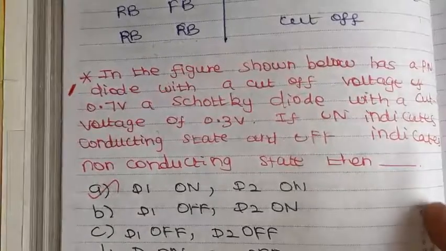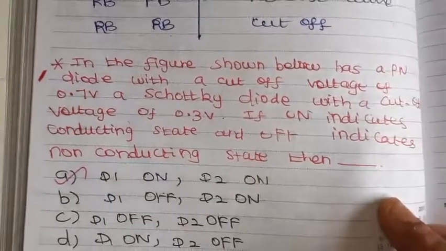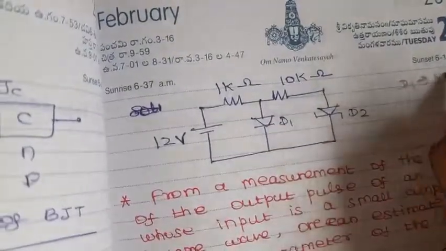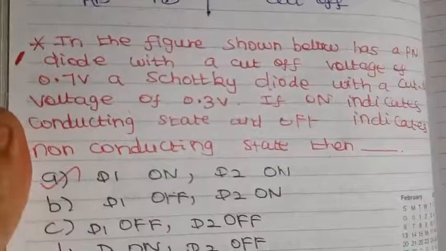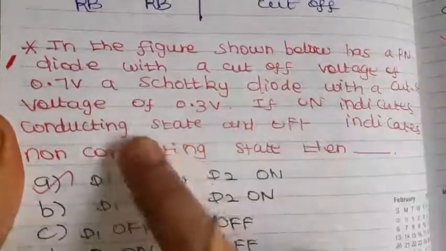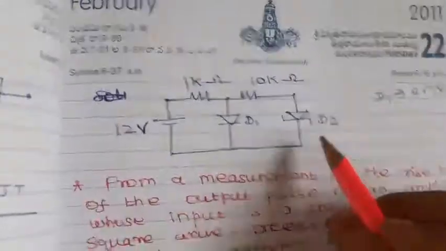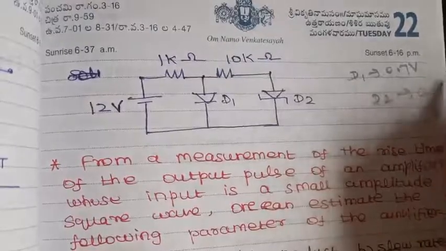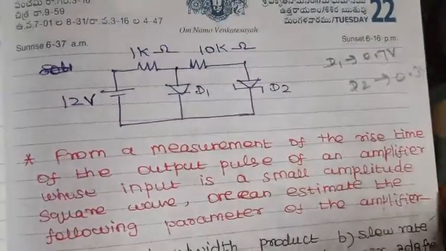Okay, what is given? The PN diode cutoff voltage is 0.7 volt. This is the PN junction diode, and the cutoff voltage is given as 0.7 volt. Then the Schottky diode cutoff voltage is 0.3 volt. This is the Schottky diode D2, 0.3 volt. Okay, we are going to see.